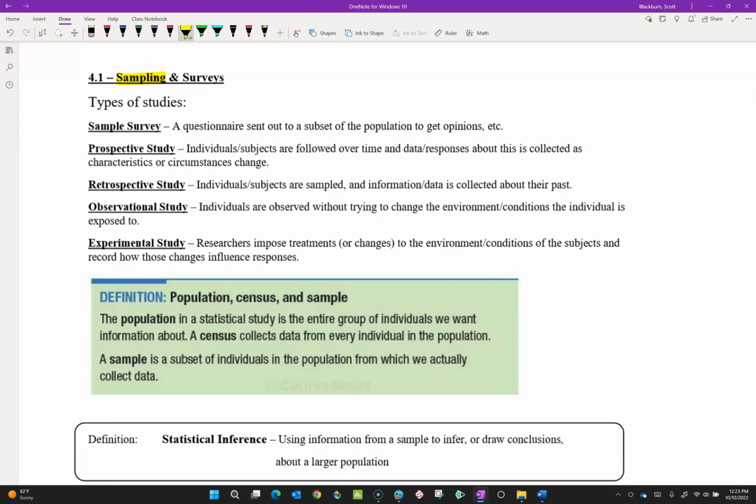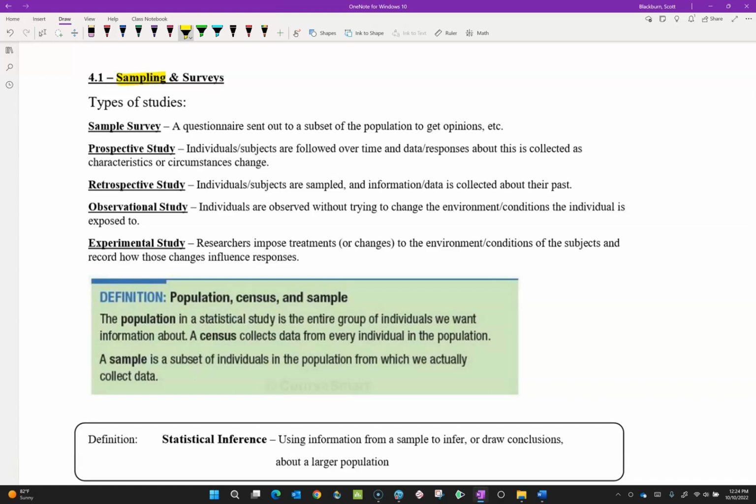We got a sample survey. This is just a questionnaire sent out to a subset of the population to get opinions. Maybe we want to know what kids in our class think about the prom theme or something. You don't want to survey everybody because it would take too long, so you just send it out to a subset of the population, maybe like 50 kids, to get their opinion, with the idea that those 50 kids' opinions should reflect the opinions of all 450 kids, right?